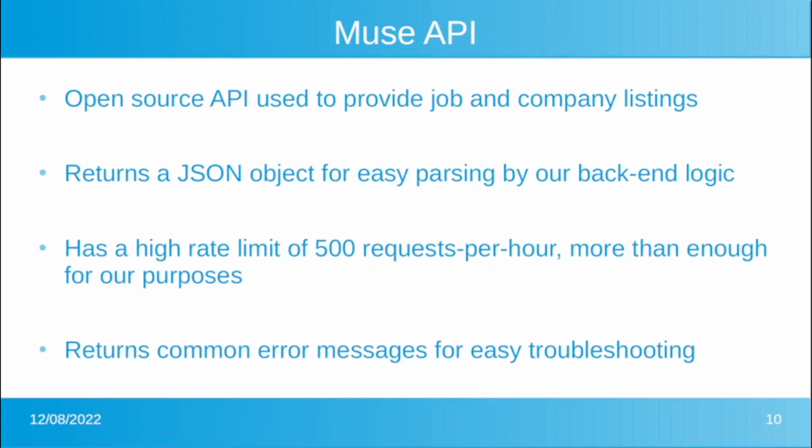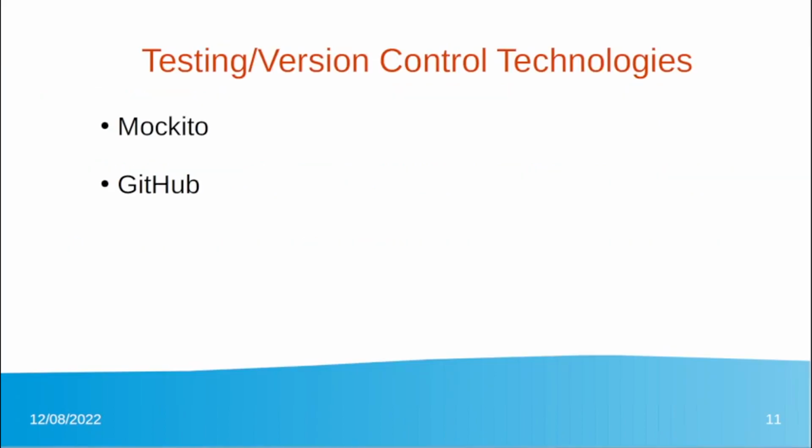It has a high rate limit of 500 requests per hour, which is more than enough for the purposes that we need. In fact, some of the APIs we searched through before only had rates of 100 requests per hour or even 10. The Muse API also returns common error messages for easy troubleshooting. Finally, for our testing and version control software, we used Mockito and GitHub.